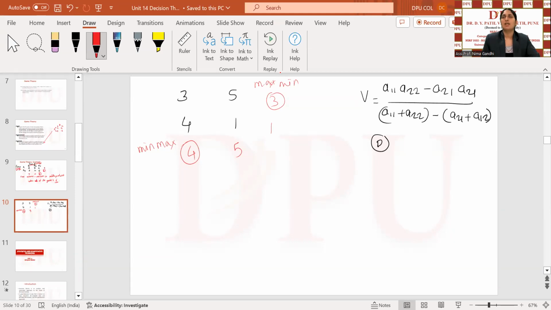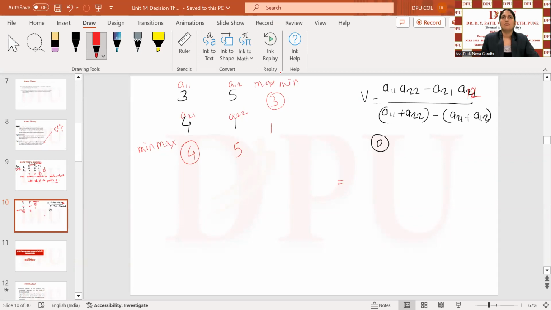If you want to find out the value of the game, here you have one formula. Let's say this is your a11, a12, this is your a21 and a22. Then we have the formula: a11 into a22 minus a21 into a12. We are taking the cross multiplication, divided by the summation of these two minus the summation of these two.